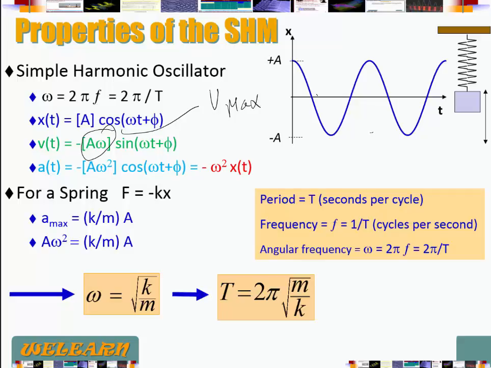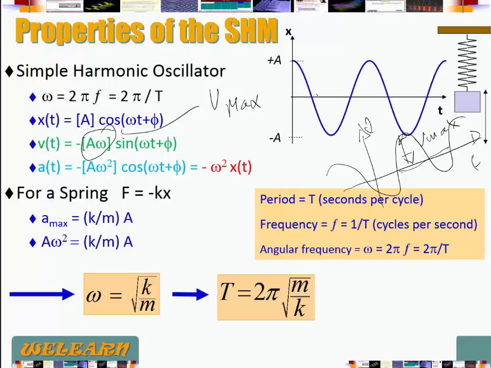If we draw the velocity as a function of time, it's going to look somewhat like this, with this being V max, equal to A times omega. Of course, it's going to have the same period as the position graph. So the velocity has the same period, the same frequency and the same angular frequency as the position.